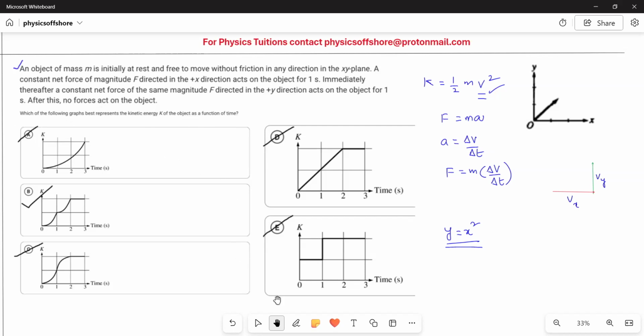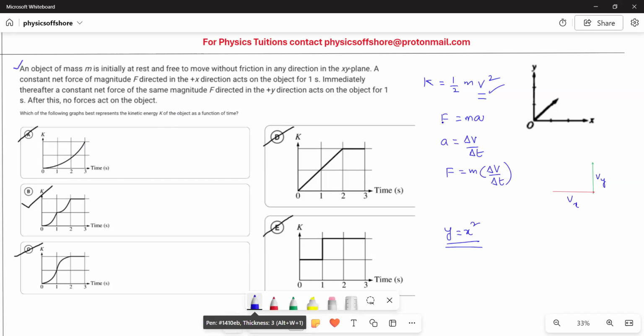Here, what is happening? The force is applied on an object for 1 second in the positive x direction and later along the y direction for 1 more second. That's it. And they have drawn the graph between the kinetic energy and the time. This is the kinetic energy versus time graph.